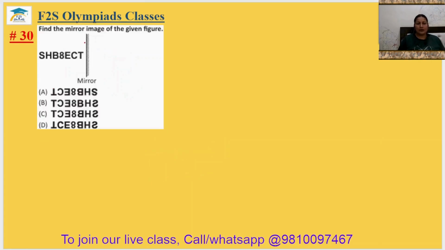Question number 30. Find the mirror image. Mirror image means a side by side flip like this. First, your extreme right will be your extreme left. So T will be as it is, C will be like this, E will be this side, 8 will be as it is, B will be like this, H will be as it is, S will be like this. It is similar to option C. So the 30th answer is option C.